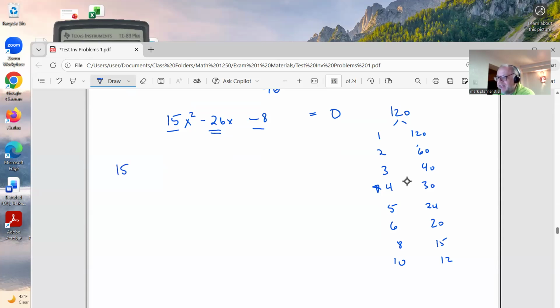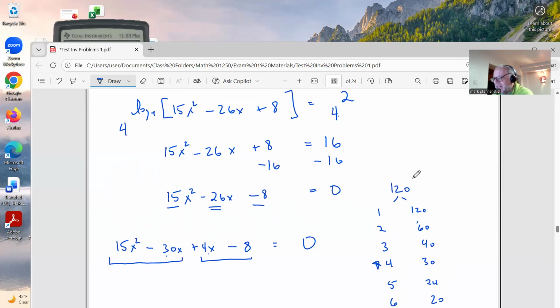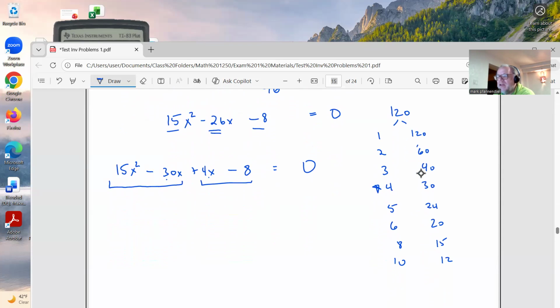We have 15x squared minus 30x plus 4x minus 8. So we see a negative 30 plus 4 gives me negative 26. Now we're ready to start factoring by grouping. This is equal to 0 on the other side now because the 16 came over, and that's how we dealt with that. So let's go ahead.